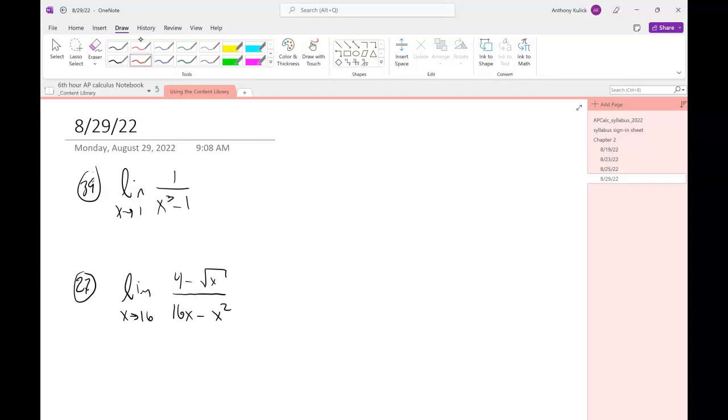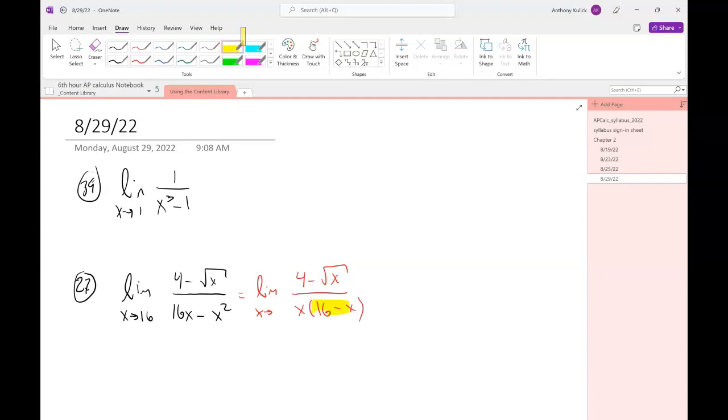So my issue is when I plug 16 into the denominator, I get a zero denominator, right? So I can't use direct substitution on this. So what I'm going to want to do is some sneaky algebra stuff to hopefully get something out of that denominator. So here we go. You ready for some sneaky algebra stuff? First thing, if I look at the denominator, you should notice right away that there's a greatest common factor of x. Everybody okay with that?